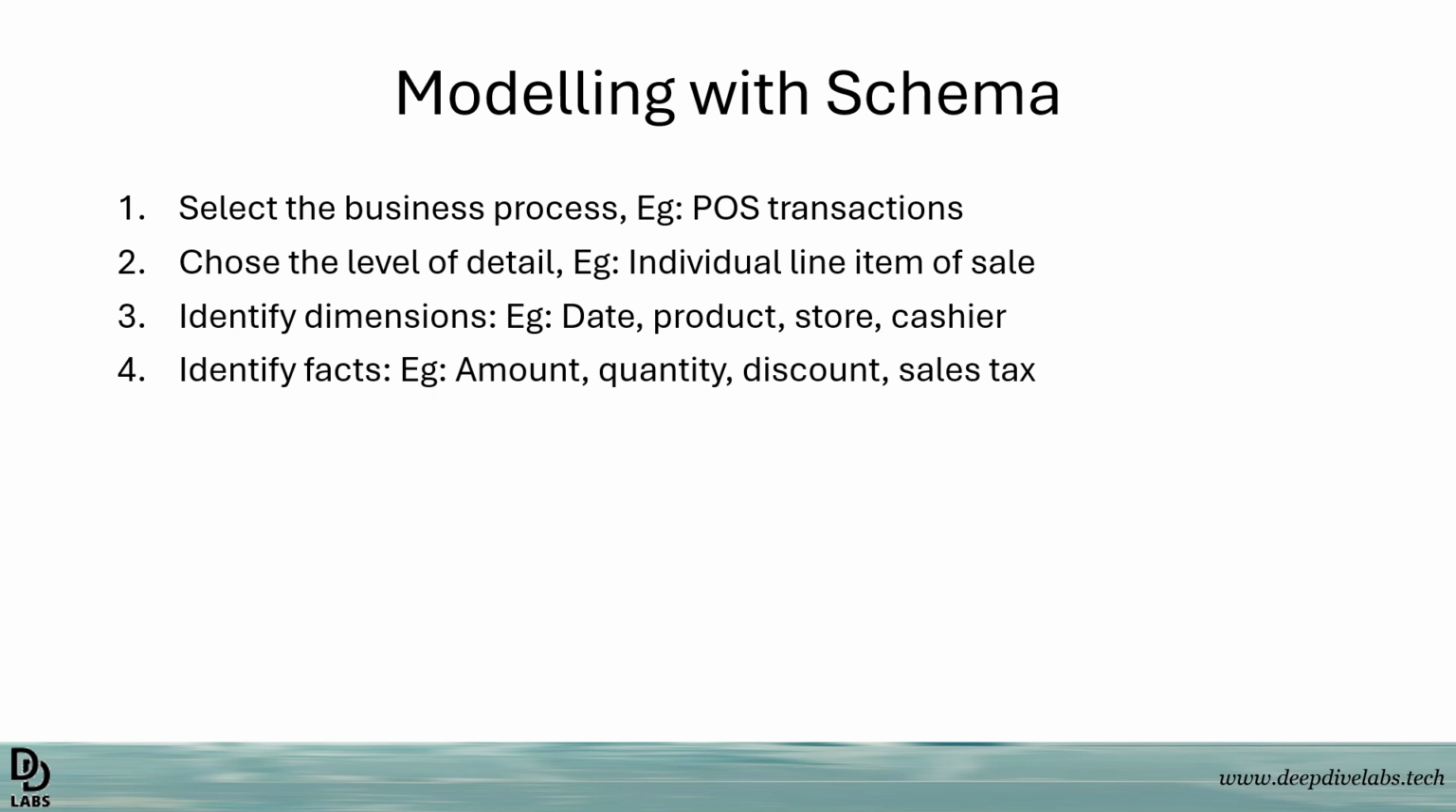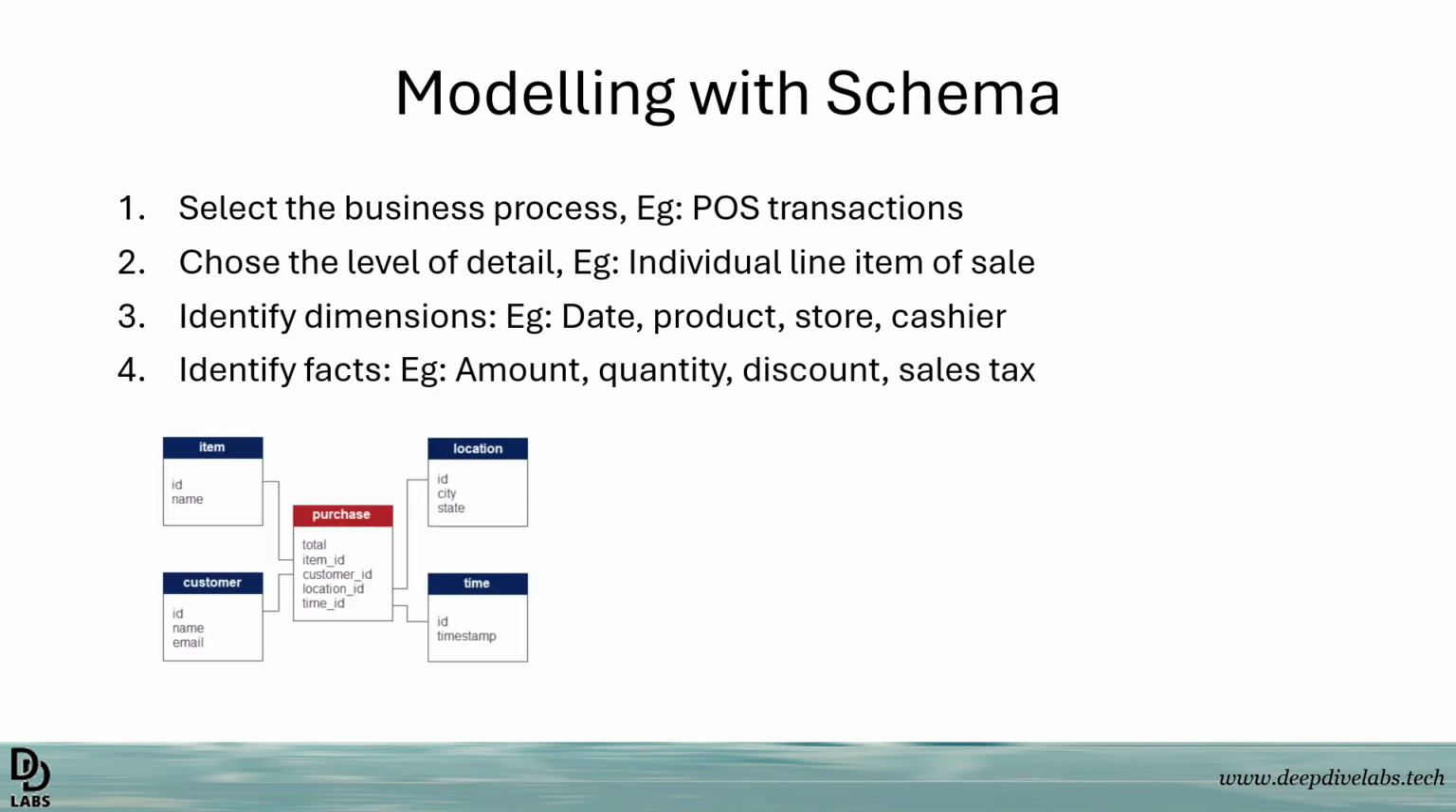For an individual line item, which is the fact, find out how you can break it into the actual fact, your quantitative measure, and your dimensions, right? So your date, your product, store, and the cashier information, which is the clerk information, are typically your dimensions. Then you identify your facts: your amount, the quantity, any sort of discount, or your sales tax. Then you put them together in a star schema, right?